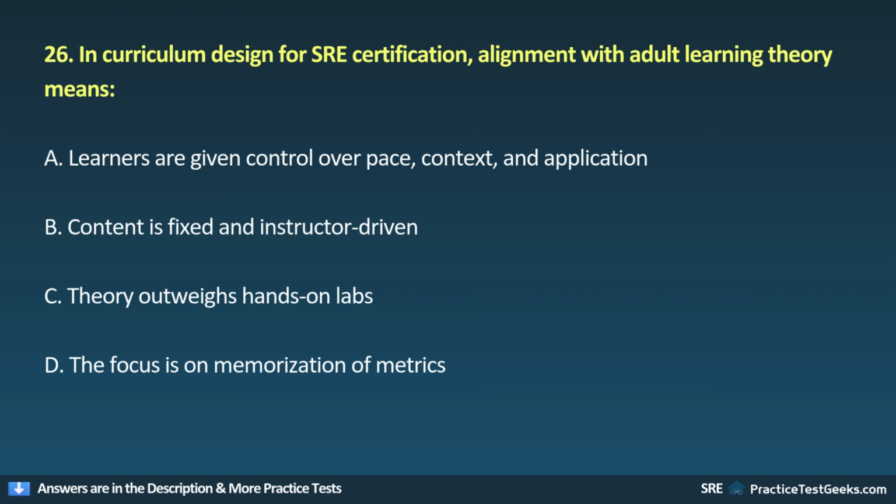26. In curriculum design for SRE certification, alignment with adult learning theory means A. Learners are given control over pace, context, and application. B. Content is fixed and instructor-driven. C. Theory outweighs hands-on labs. D. The focus is on memorization of metrics.